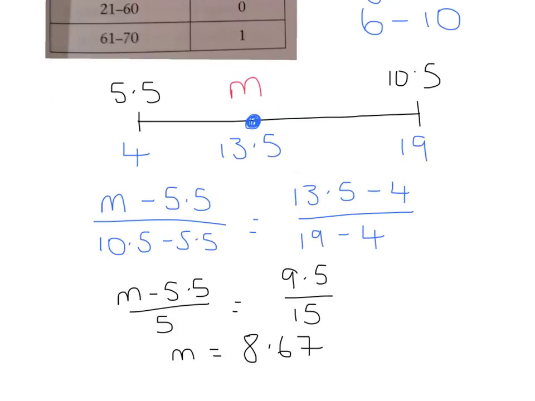If we do the working out from there, 13.5 minus 4 gives us 9.5, 19 minus 4 gives us 15, 10.5 minus 5.5 is 5, and then just solve this equation. So work out 9.5 divided by 15 times 5, the opposite of dividing by 5, then add on the 5.5, and you get again that your median is 8.67.